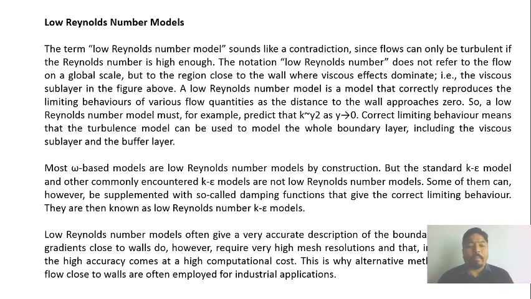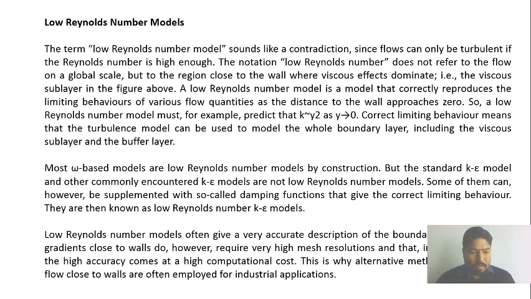Okay, my dear students, most k-omega based models are low Reynolds number models by construction, but the standard k-epsilon models and other commonly encountered k-epsilon models are not low Reynolds number models. Now we will classify all these k-epsilon and k-omega models later on. Some of them can, however, be supplemented with so-called damping functions that give the correct limiting behavior. They are known as low Reynolds number k-epsilon models.